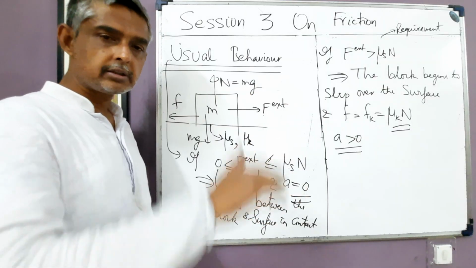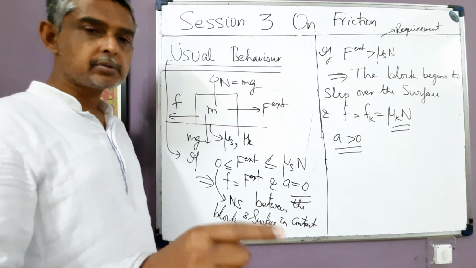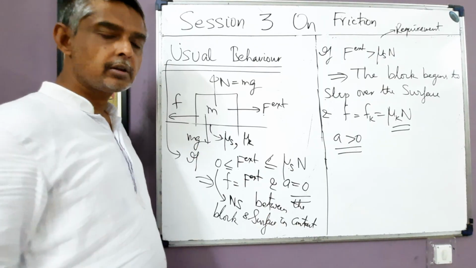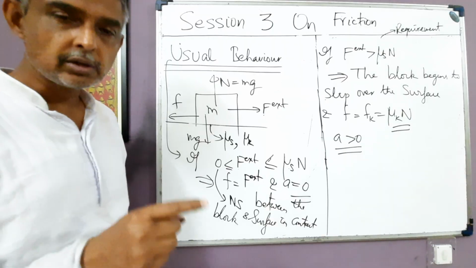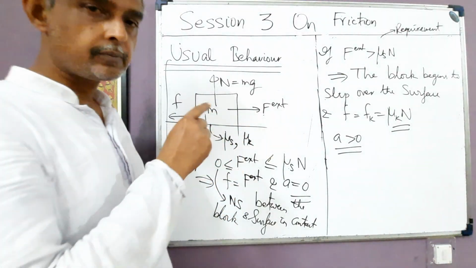Several blocks, one above the other. An external horizontal force is being applied only to one block. For each pair of surfaces, mu s and mu k are specified. We have to determine the acceleration of each block and the friction forces between the blocks for each value of F external. Those kinds of problems I'll discuss.